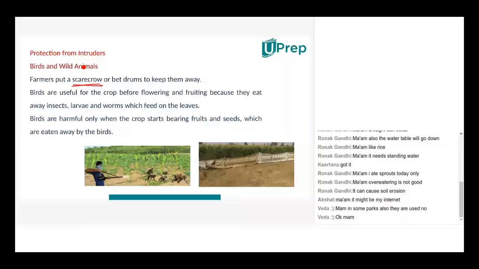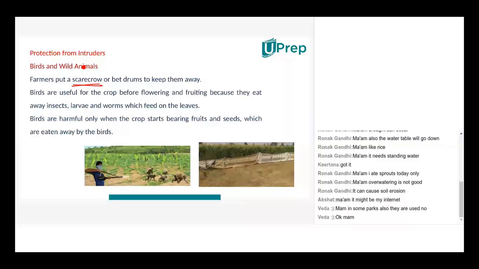Scarecrows are basically figures made out of things lying around to scare birds, because there are many birds that come and peck on the seeds, so the plant can't grow. But the scarecrow keeps those birds away.